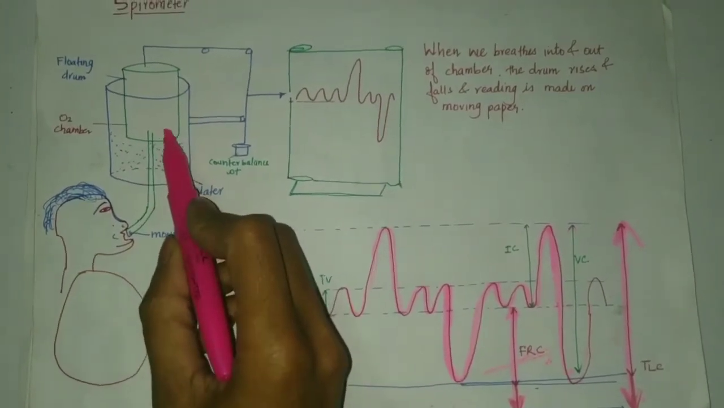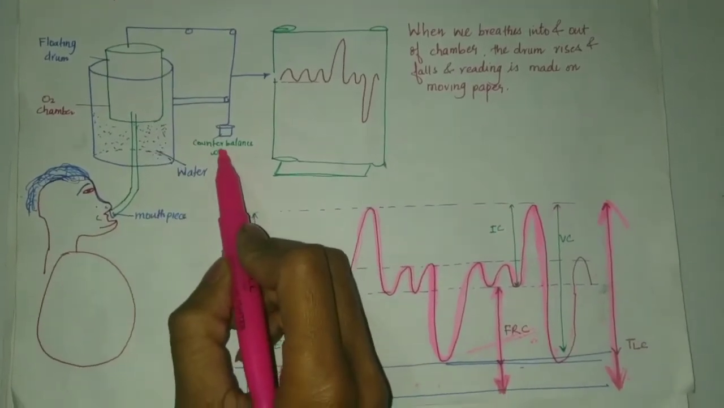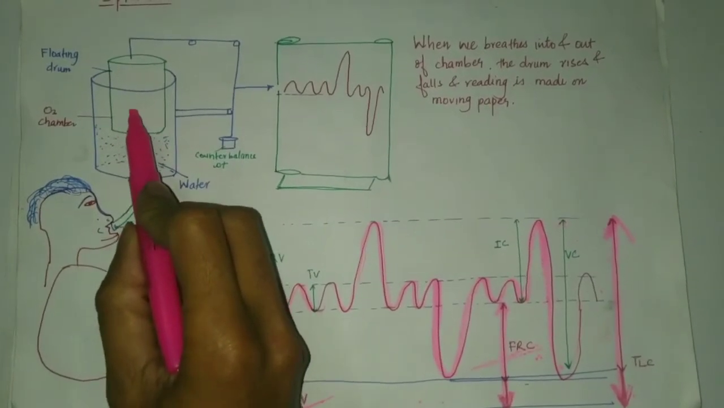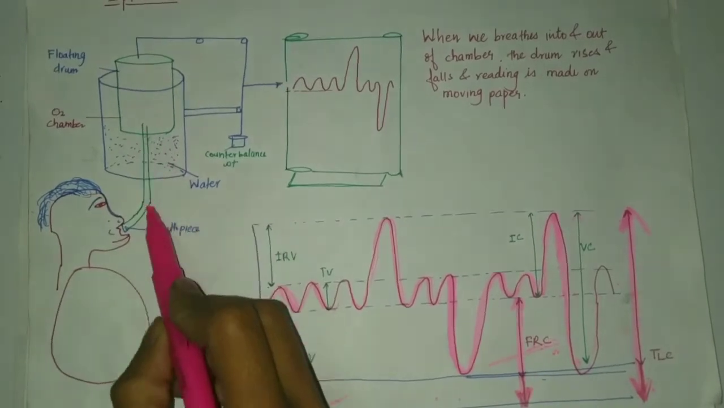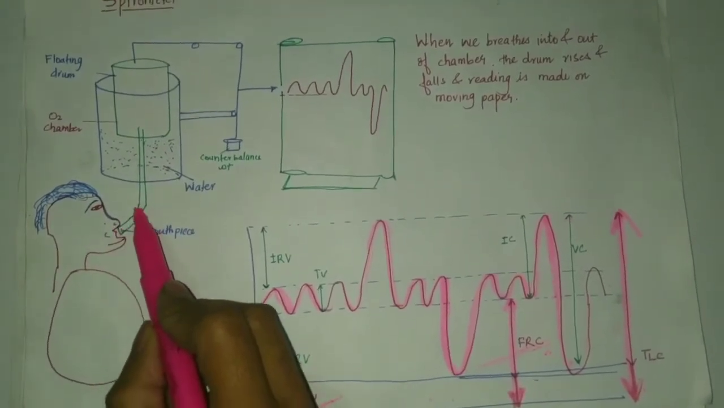Now the weight of this drum is counterbalanced by a weight. In the drum there is a breathing gas, usually say oxygen. So this is the oxygen chamber. Now there is a tube connected to a mouthpiece. The person will breathe in this.